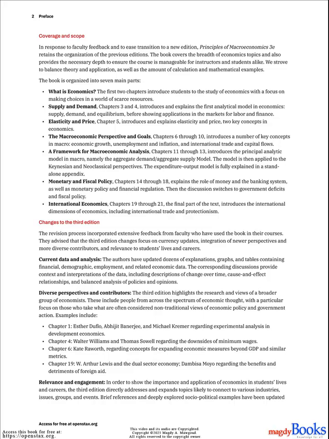We strove to balance theory and application, as well as the amount of calculation and mathematical examples. The book is organized into 7 main parts. 1. What is economics? The first 2 chapters introduce students to the study of economics with a focus on making choices in a world of scarce resources. 2. Supply and demand. Chapters 3 and 4 introduce and explain the first analytical model in economics, supply, demand, and equilibrium, before showing applications in the markets for labor and finance.